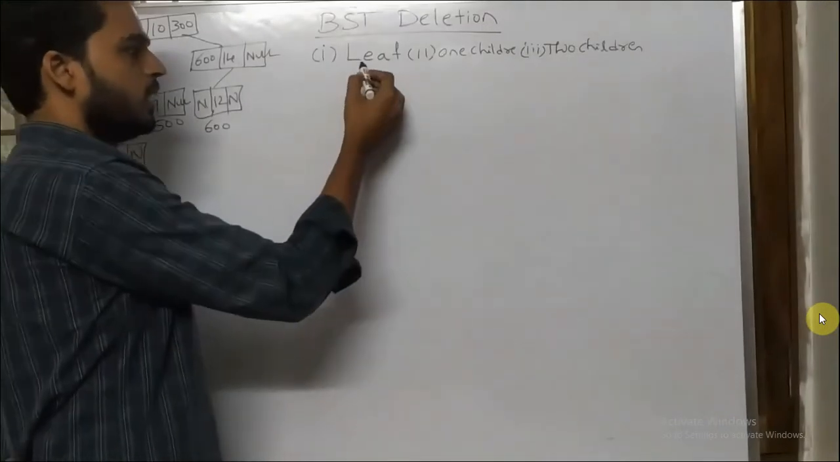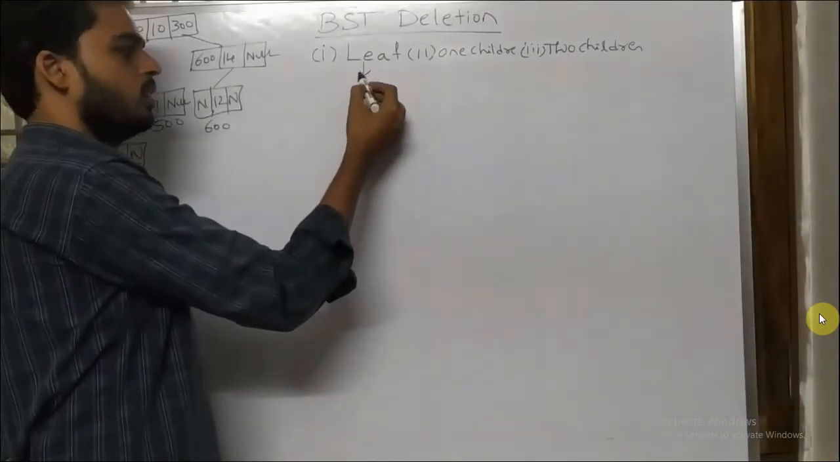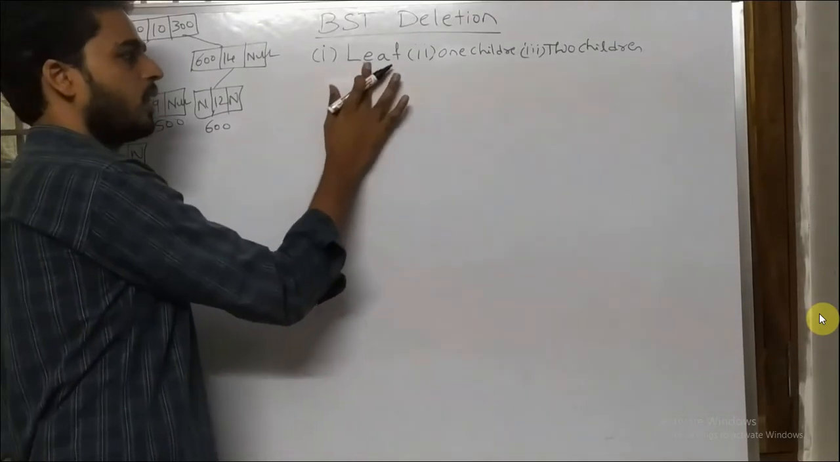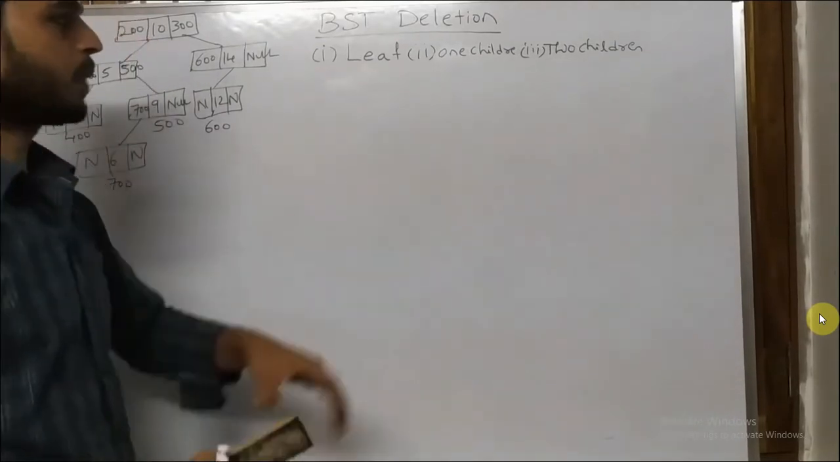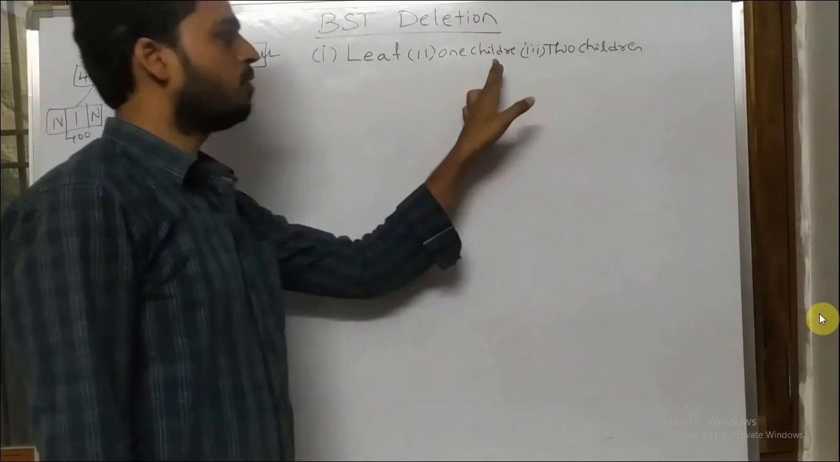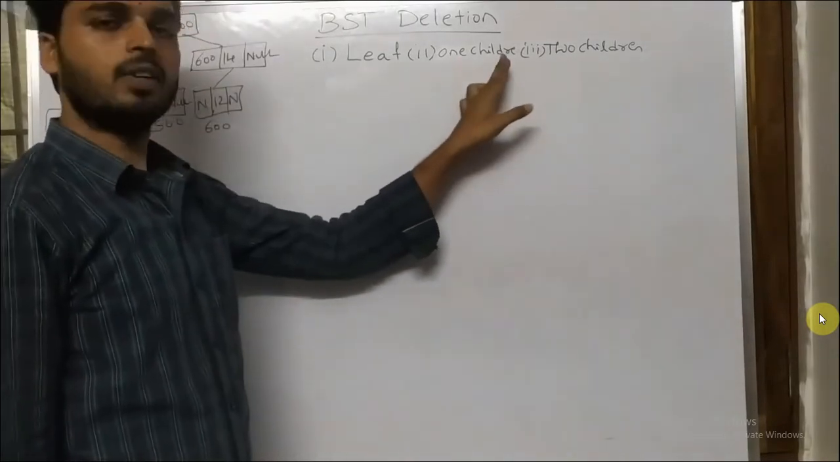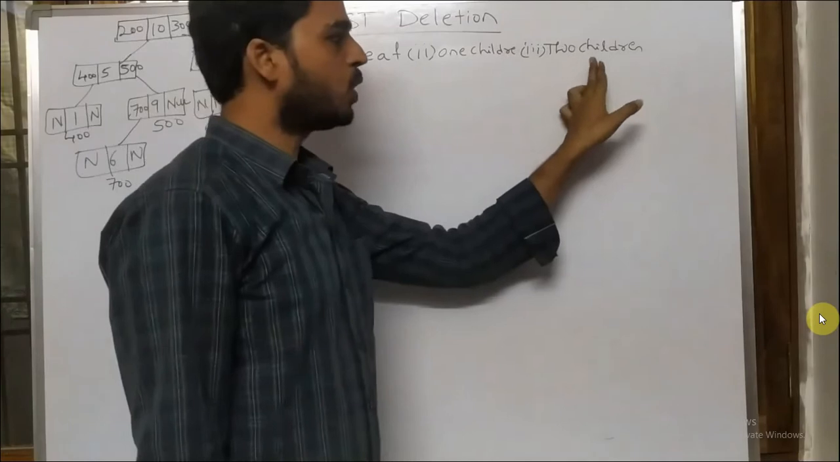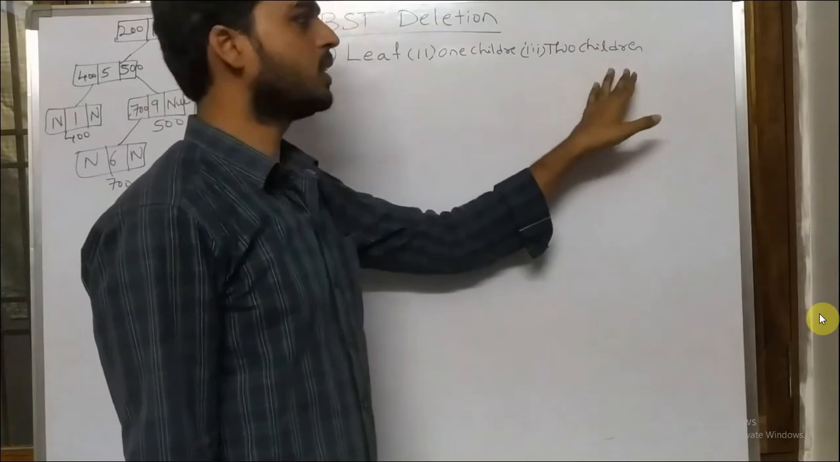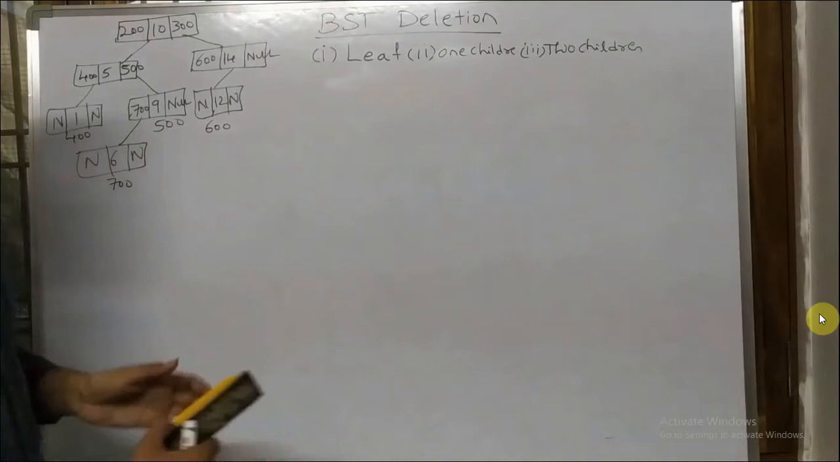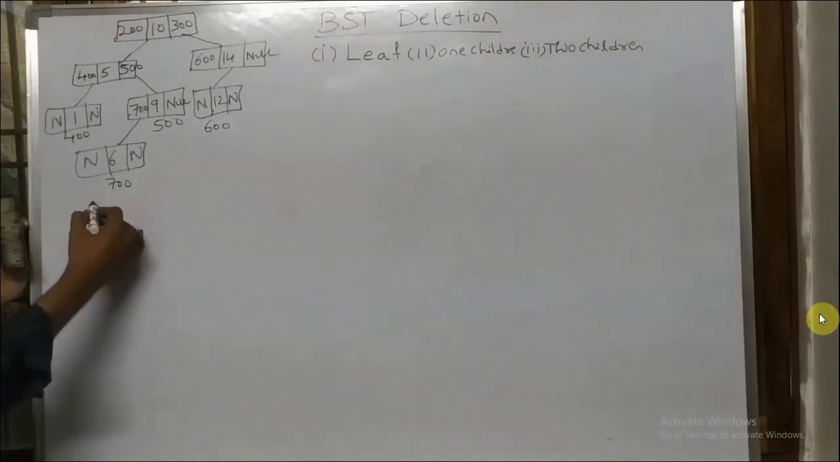How are you going to check whether it is a leaf node or not? If its left link is null and its right link is null, I can say that it is a leaf node. When one of the links, either left or right, is null, then I can say it has one child. When both links have some address, I can say that the corresponding node has two children. Now we'll see the implementation logic.